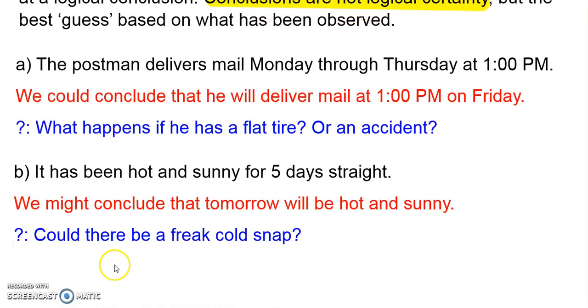Another example would be: it has been hot and sunny for 5 days straight. You might conclude that the next day will be hot and sunny as well, but something could happen. There could be a freak cold snap. Sometimes in our summers, we have this random day that's cloudy and cool, and it goes from 100 degrees down to 90 or down to 88, and there's no sun out. So just observing the 5 days of hot and sunny does not guarantee that the next day will be the same.